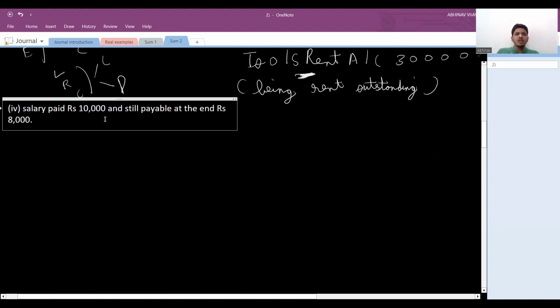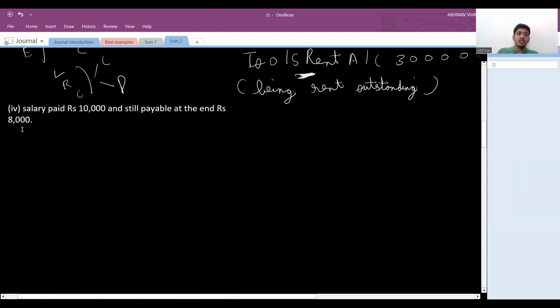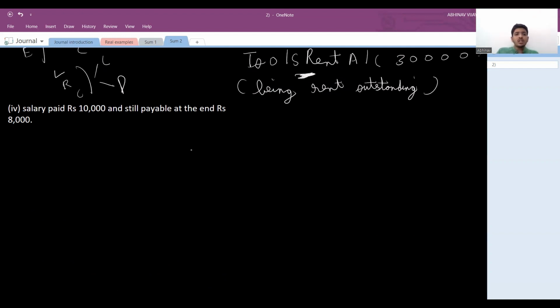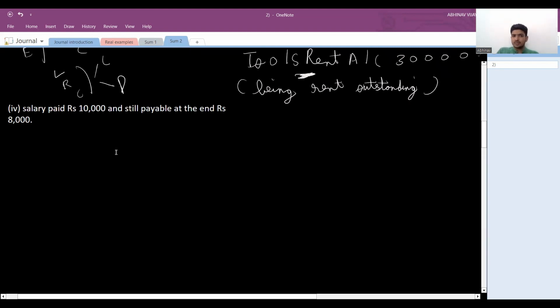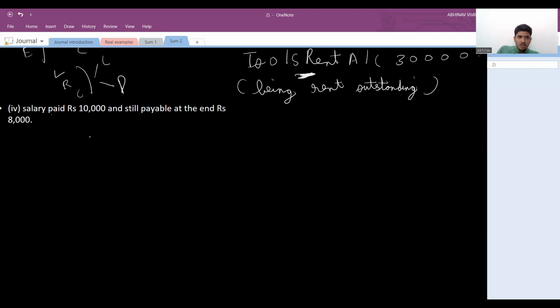Now, salary paid 10,000 and still payable at the end 8,000. See, lucky you got another such opportunity. Now, salary paid rupees 10,000 and still payable at the end rupees 8,000. What does that actually mean? Whenever they say paid, that means cash now, or bank. Anything is fine. Now, bank and cash both have the same treatment. You can either pay by bank, you can either pay by cash. That's completely up to you. Now, for this case, I'll do by bank, okay?